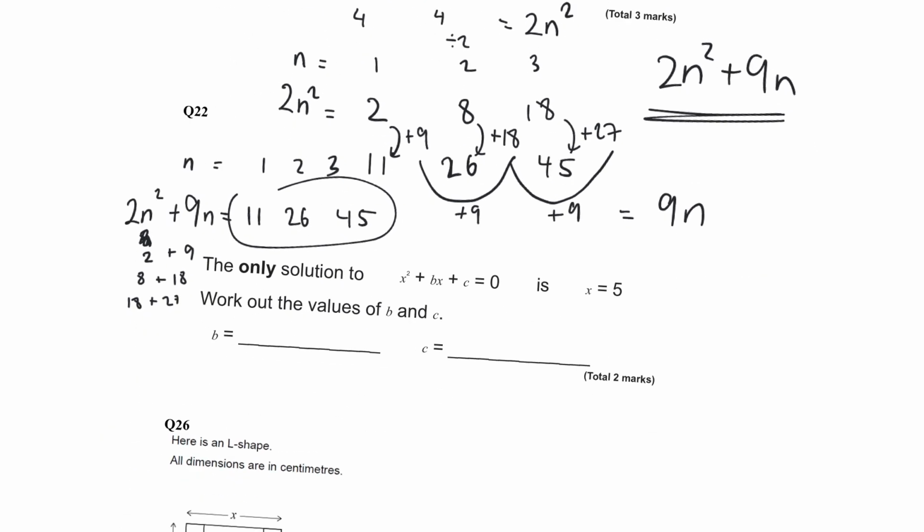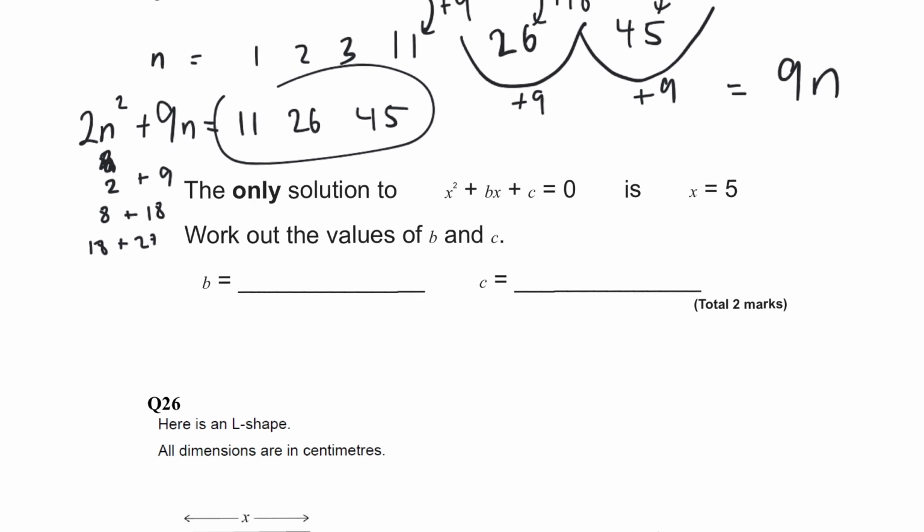So I'm going to rub out the working outs quickly over here just so you can see the next bit clearly. So it says that the only solution of x squared plus bx plus c is equal to 0 is x equal to 5, and it wants us to work out the values of b and c. So this is all to do with your quadratic formula, specifically the discriminant.